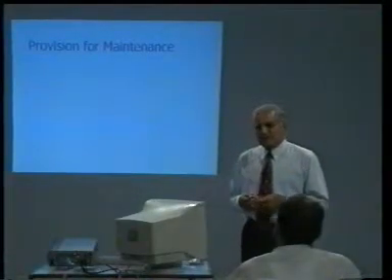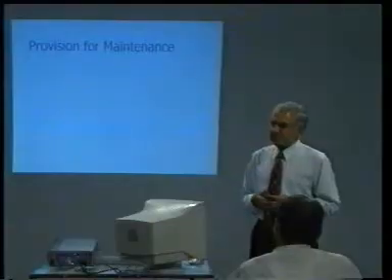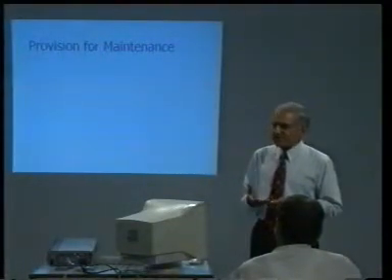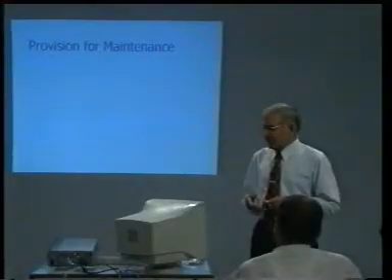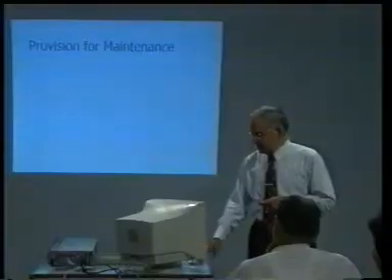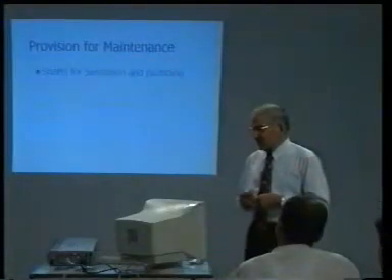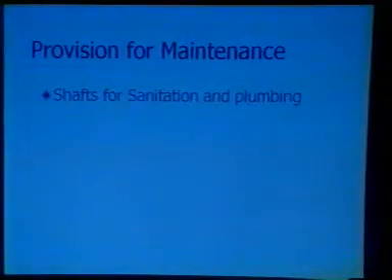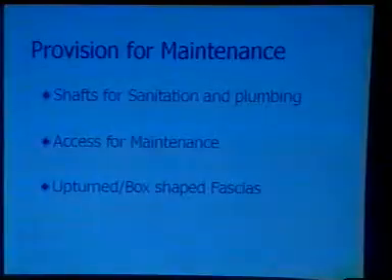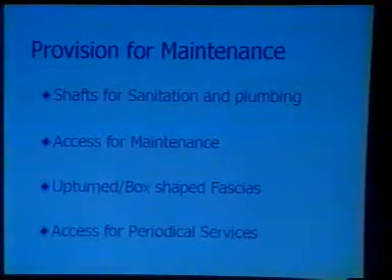Now, having considered the structural aspects, we will come to a few commonly overlooked aspects of design which are useful from the maintenance point of view. The first one is the shafts for the sanitation and the plumbing, access for maintenance, upturned box shaped fascias, and access for periodical services.